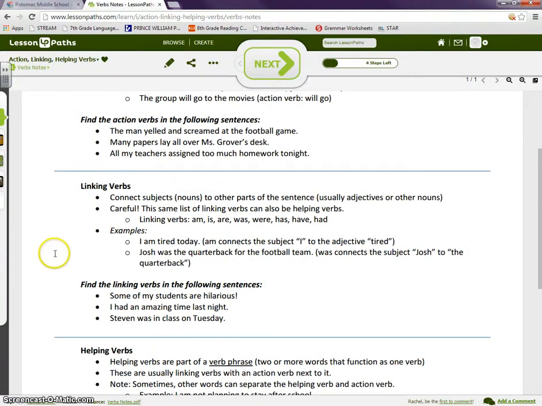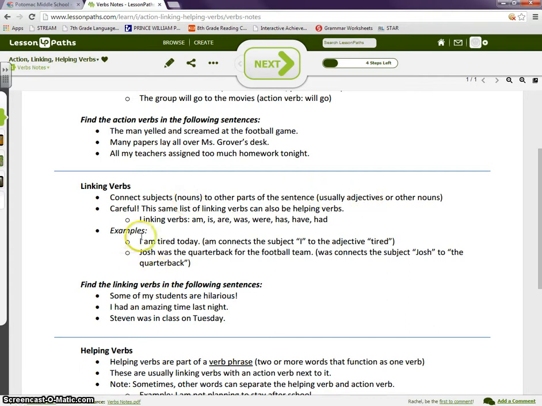Okay, let's go to linking verbs now. Linking verbs connect subjects or nouns to other parts of the sentence, and they're usually adjectives or nouns. Be careful though, because a lot of these linking verbs can also be helping verbs. And so a lot of these just connect. You can't get up and am. You just can't. But these are linking verbs. Am, is, are, was, were, has, have, had. This is not the whole list, but these are the most popular ones. And what they do, as I said, is they connect nouns, usually to adjectives.